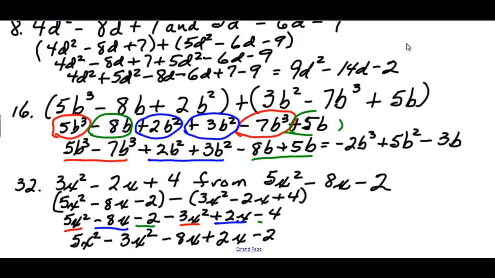Negative 2, negative 4. When we combine those, 5x squared, negative 3x squared, the difference is 2. It's a positive 2x squared. We have a negative 8x and a positive 2x. Now the greater value is negative. The difference is 6, negative 6x. And finally, we have 2 negatives, 4 more negatives. That's a total of negative 6. So that's how you do that.